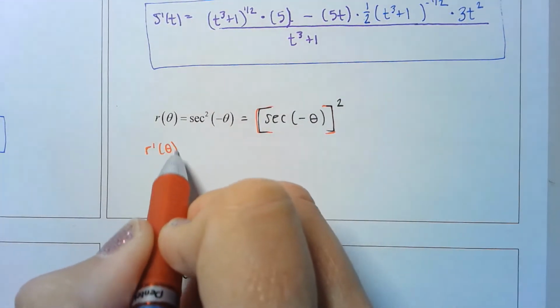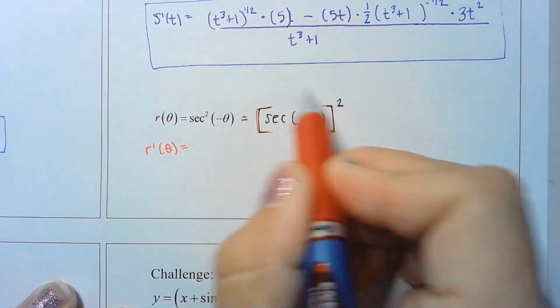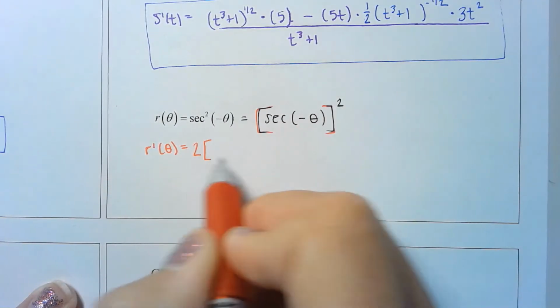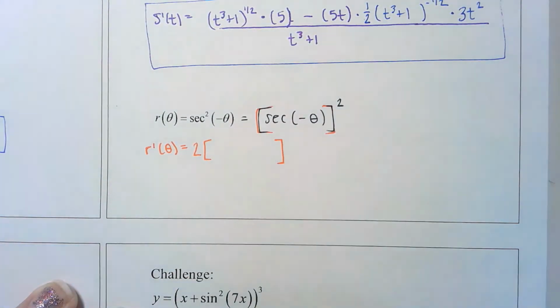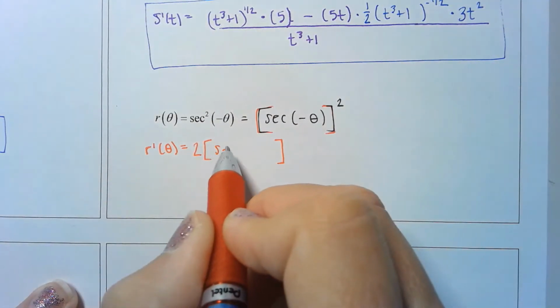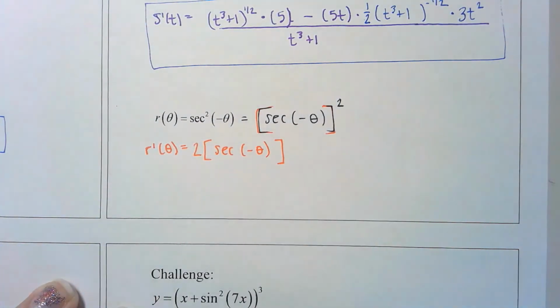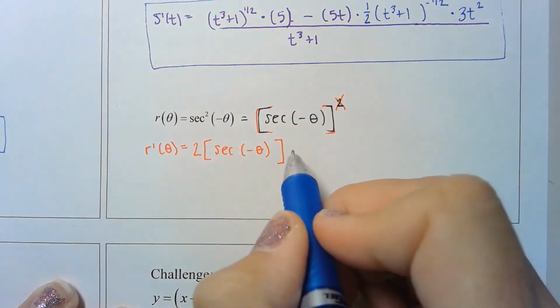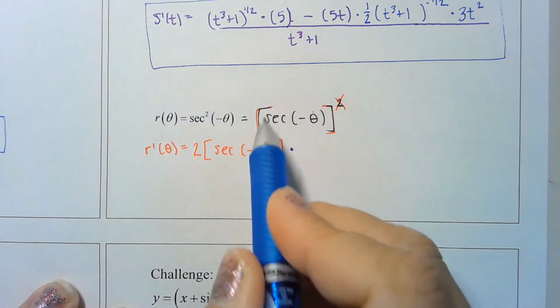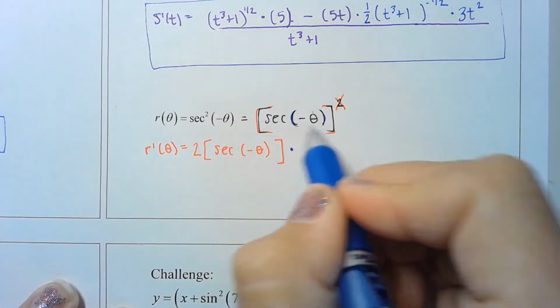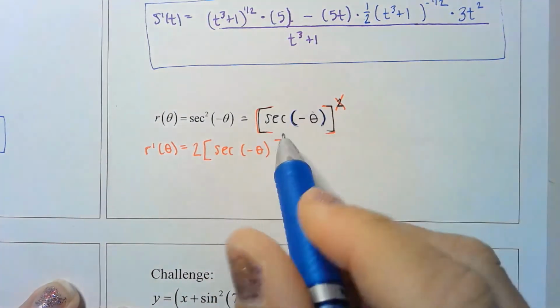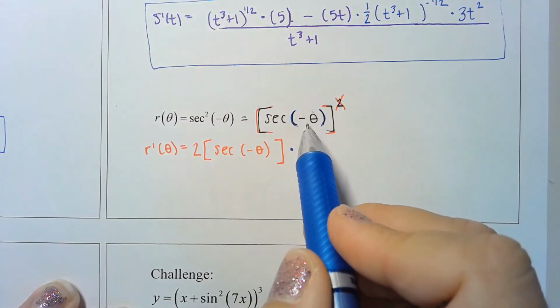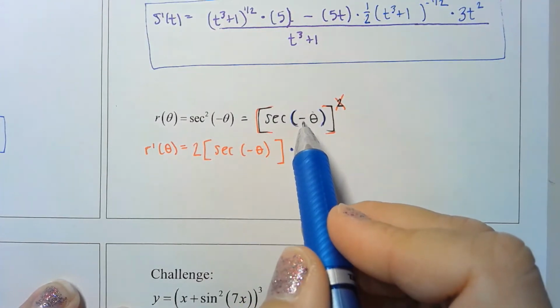So r prime of theta equals, we start on the outside. The outside is squared, so it's 2 times blank to the first. The blank is the secant of negative theta. That took care of my 2. We are going to multiply that by the derivative of the inside. On the inside is another chain, isn't it? It's the secant of, you hear the word of, secant of negative theta.